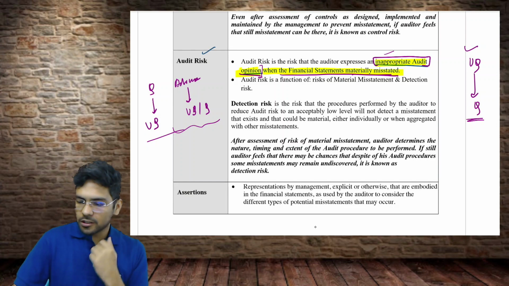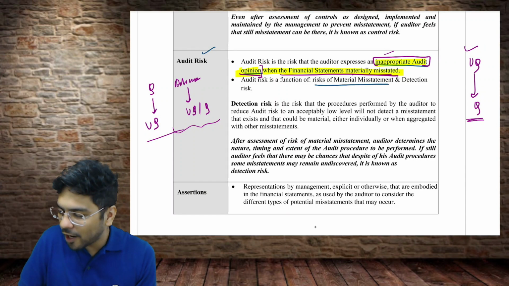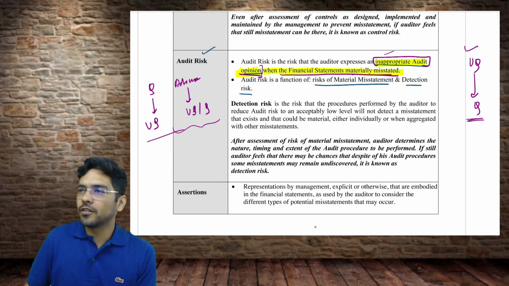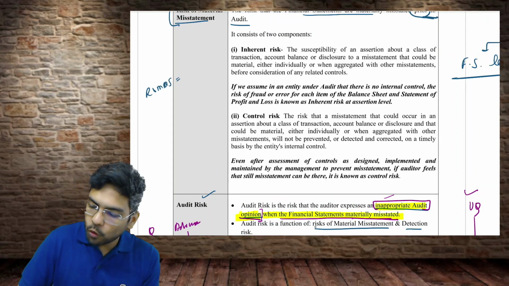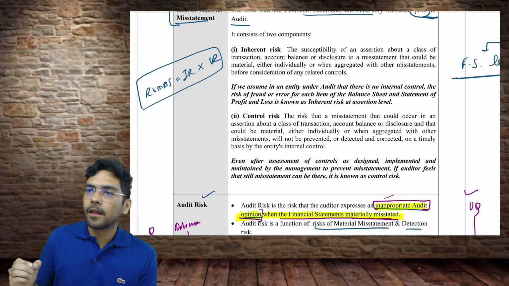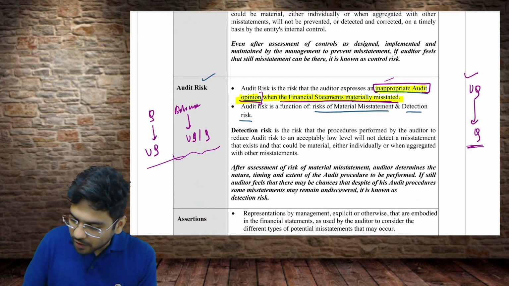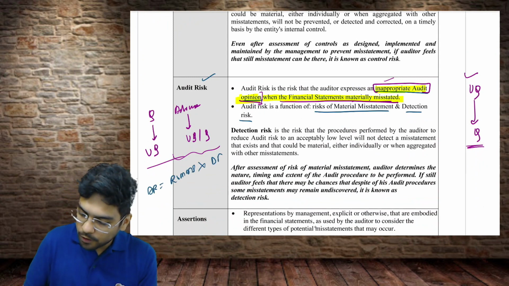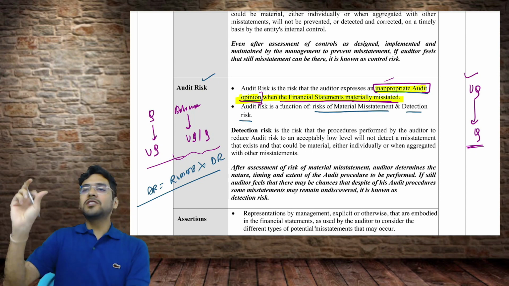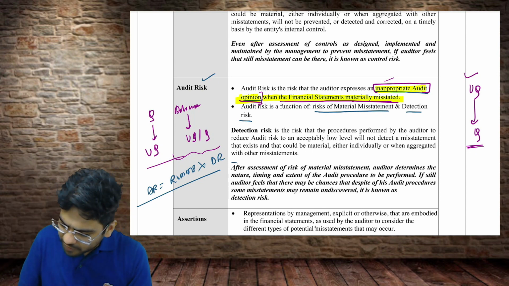It says audit risk. What is audit risk? It is a function of ROMS and detection risk. What is ROMS? We have already understood. ROMS is equal to what? Inherent risk into control risk. Okay, and what is audit risk going to be? Into detection risk. Okay, so what is detection risk? Let us understand. You just read this part.